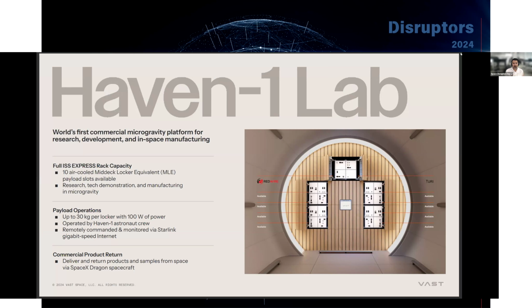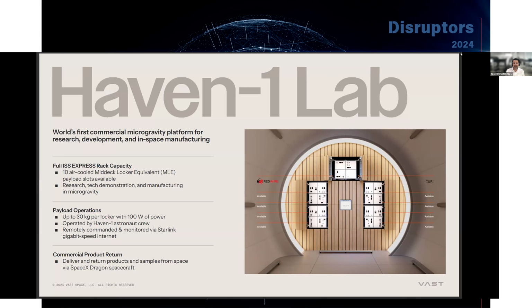And it's very similar to what you experience on the ISS. We do have conditioned storage as much as we could. We have 30 kilograms per locker. There's 100 watts of power being supplied. The data and commanding link, like I said before, is via Starlink as well, and we have our ground and RF space links as well. And then we have that commercial product return. With the Crew Dragon, we have about 200 kilograms of payload capacity up and down on each of those missions.